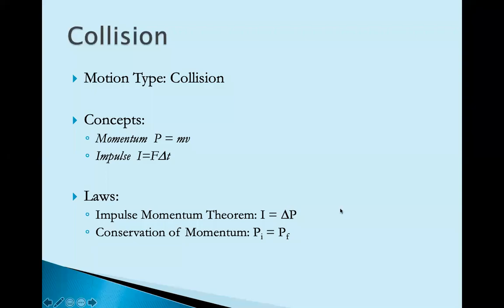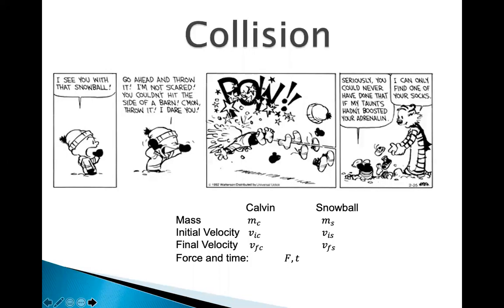Hi, this is a chapter about collision and how to solve collision problems with momentum and impulse. Collision means a new type of motion. For example, when Kelvin is hit by a snowball, the way we describe this motion includes the mass of two objects, initial velocity, final velocity, force, and time.